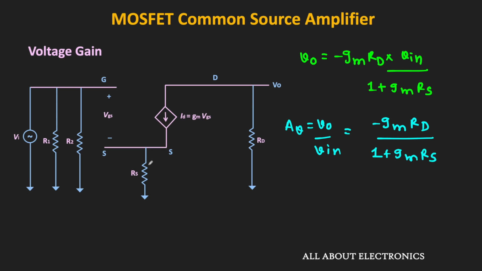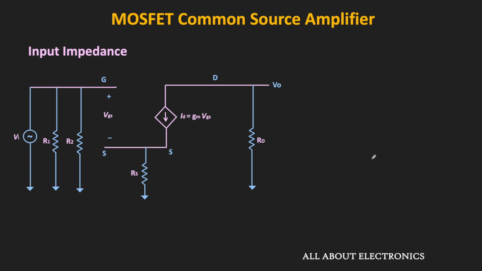So this is the expression of the voltage gain when the source resistor RS is also present in the amplifier. And whenever this RS is equal to 0, then the voltage gain is equal to minus gm times RD. But because of the presence of this RS, the voltage gain will reduce. So similarly, now let us find the input impedance.